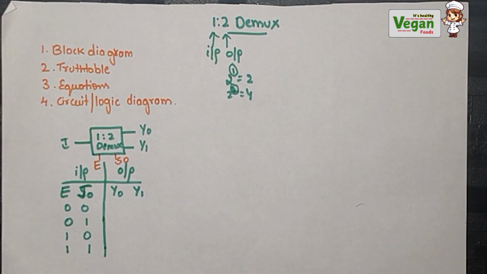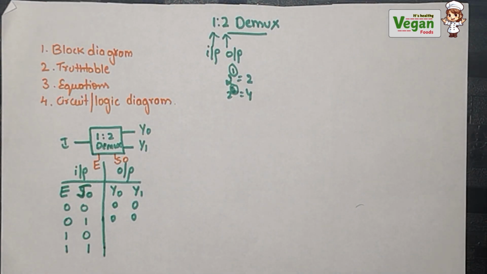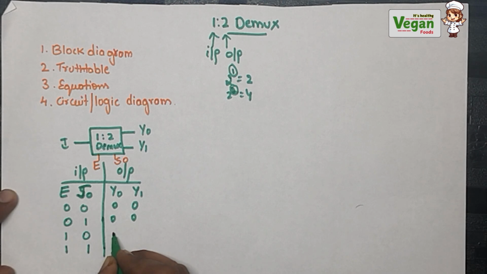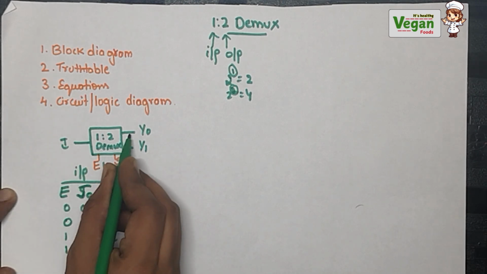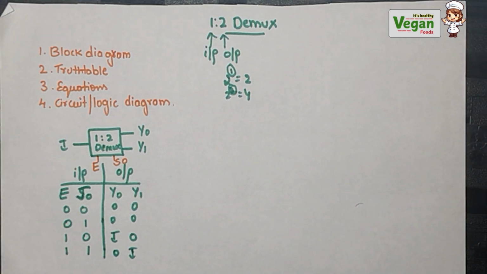Now using these combinations, as I told earlier, if the enable value is equal to 0, no operation will be processed, that is, no output you can get. Therefore, both y0 and y1 equal 0. Now if enable is 1 and S0 is 0, let us assume that the input will come out as output through y0. So I will put I for y0. Input will come out as output. Next, if E is 1, that is enable is 1, and S0 is 1, I will assume that it will come through the output y1.